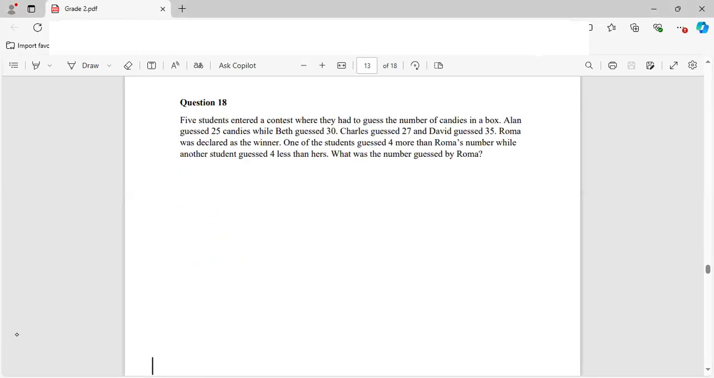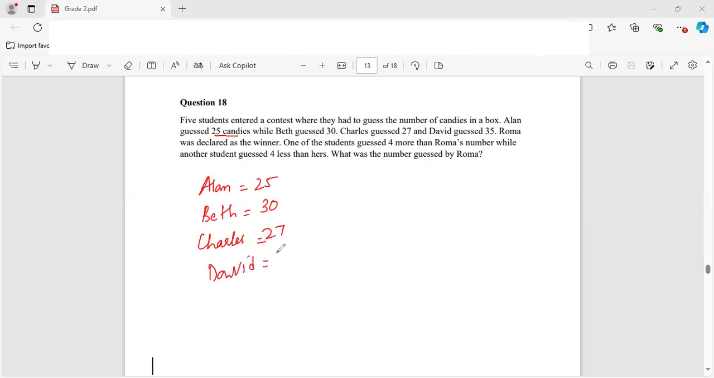Question 18. 5 students entered a contest where they had to guess the number of candies in a box. Alan guessed 25 candies. Beth guessed 30. Charles guessed 27 and David guessed 35. Roma was declared as the winner. So it's David. One of the students guessed 4 more than Roma, while the other guessed 4 less than hers.